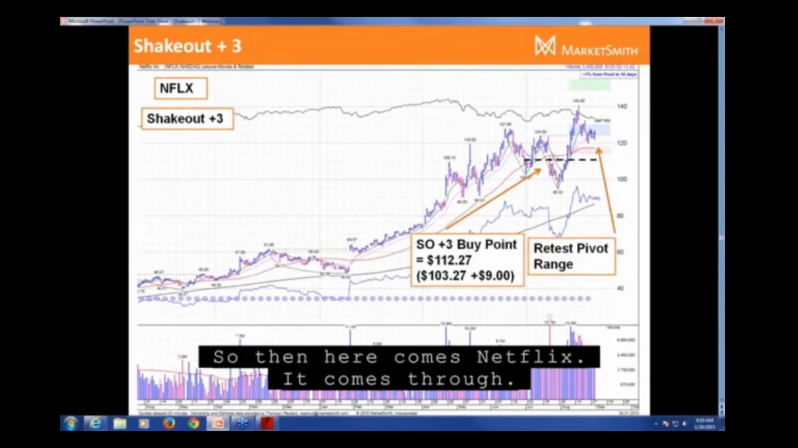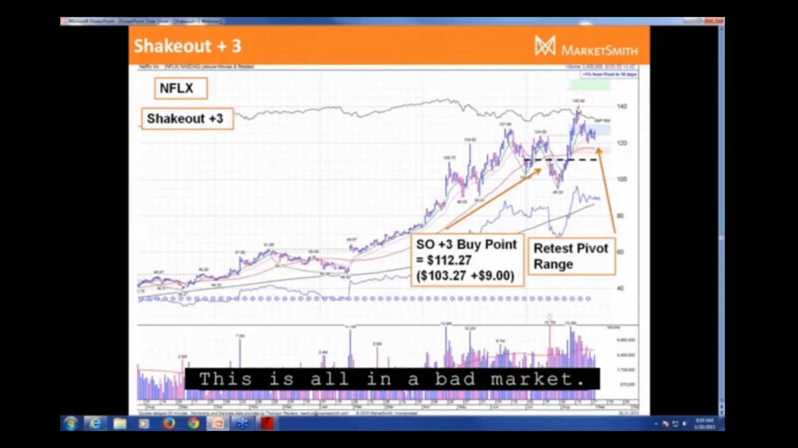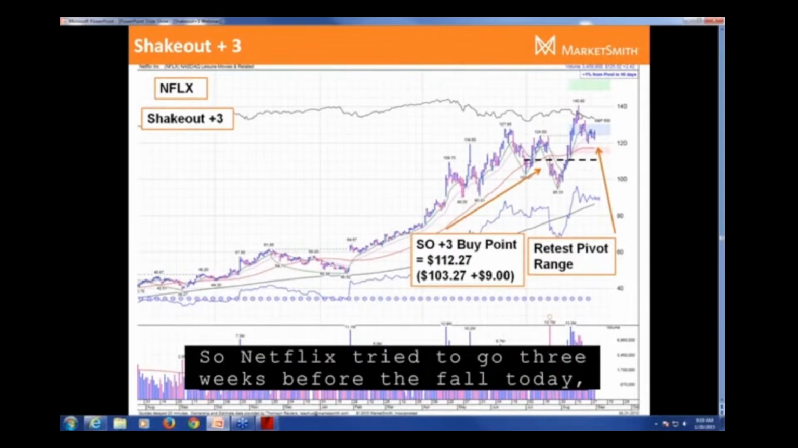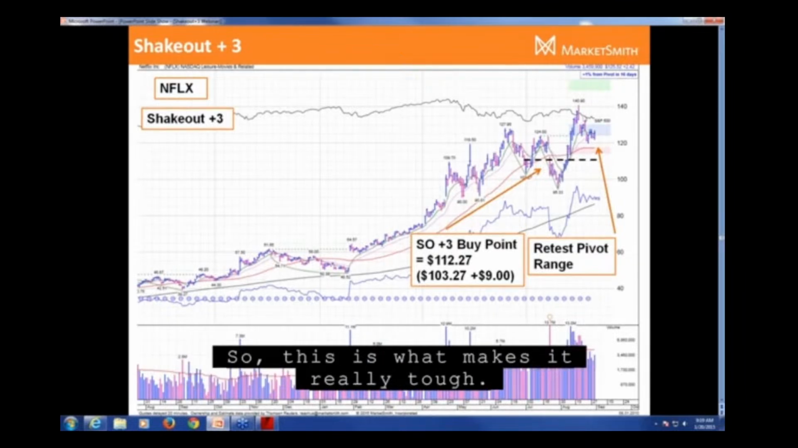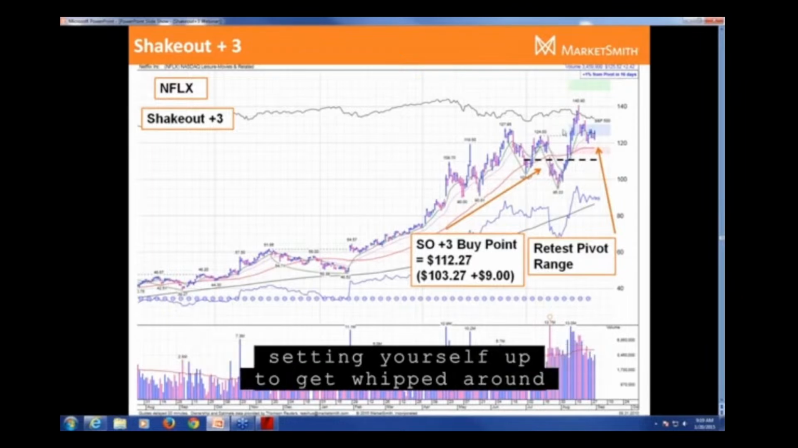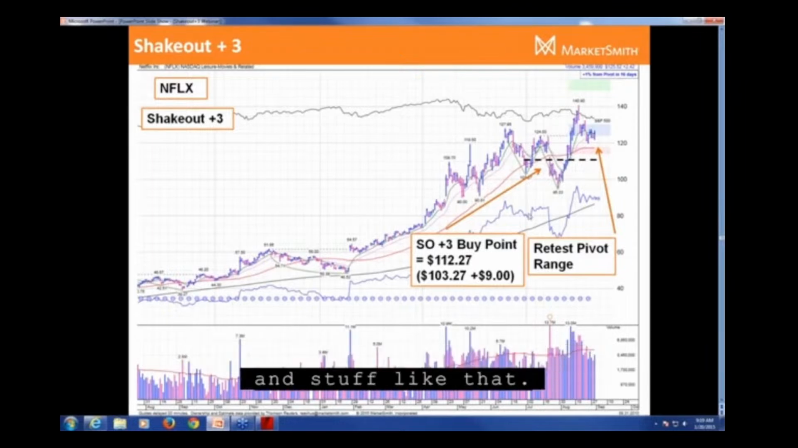Okay, so then here comes Netflix. It comes through. This is all in a bad market. So Netflix tried to go about 3 weeks before the Shakeout plus 3 day, and it came all the way back down. So this is where it makes it really tough. This is why you're setting yourself up to get whipsawed and whipped around.